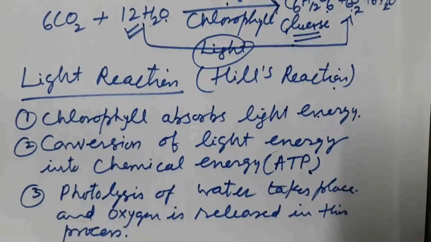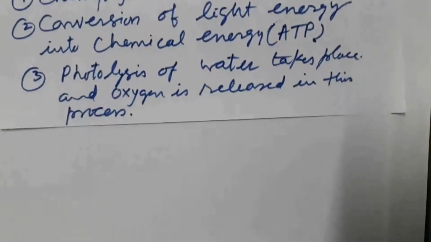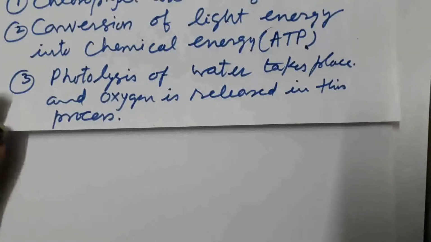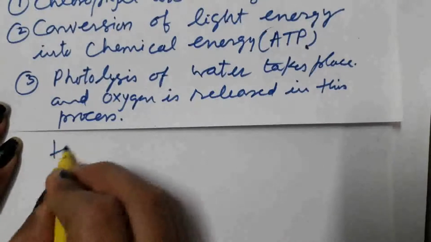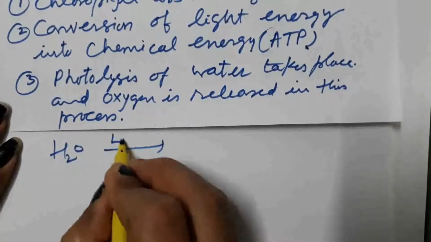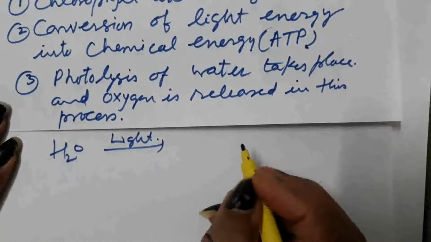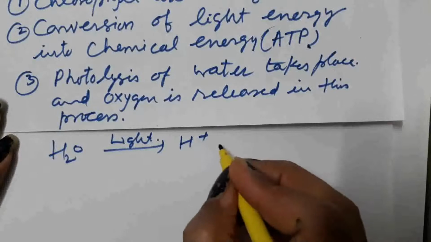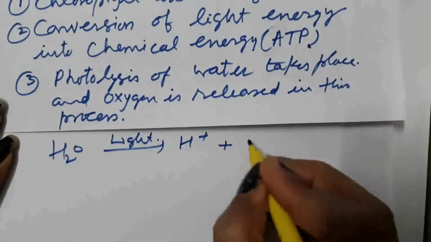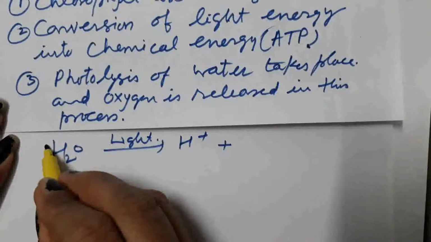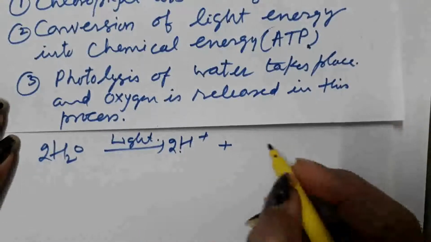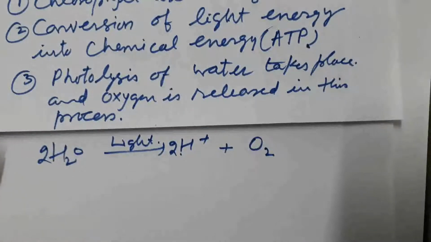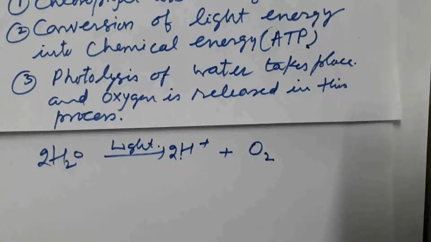How does the photolysis of water take place? Water breaks down in the presence of sunlight. Hydrogen ions are produced in this reaction, as well as oxygen molecules, which are released in this process. This is the light reaction.